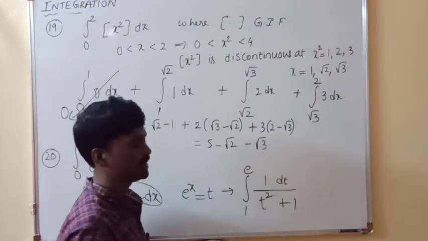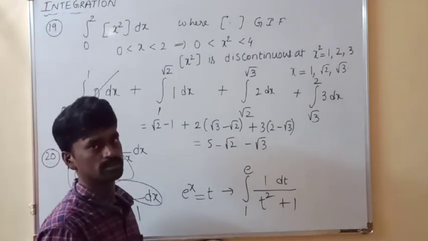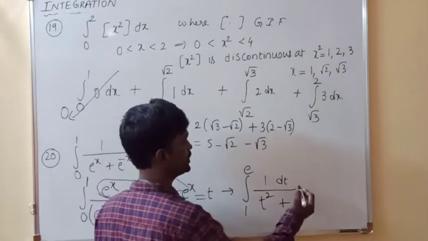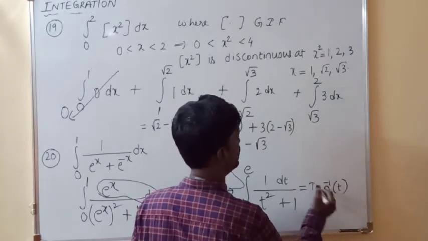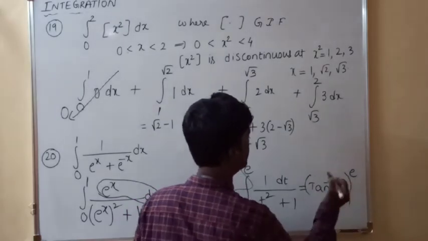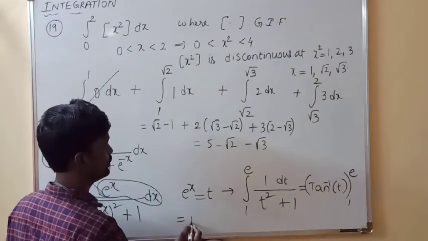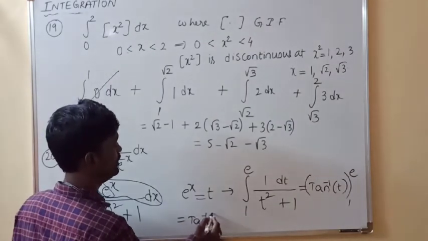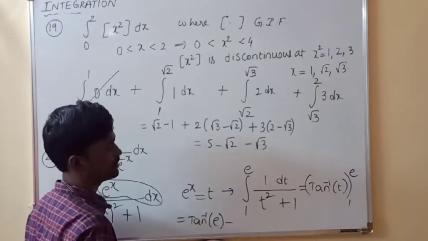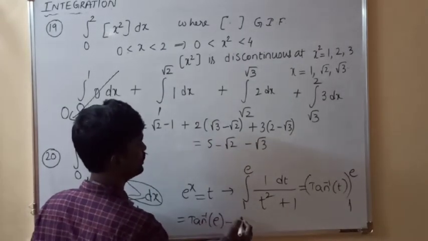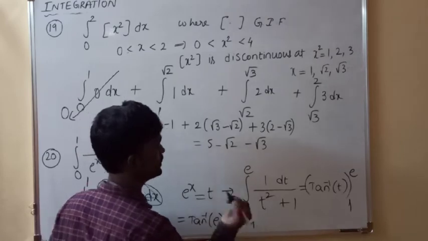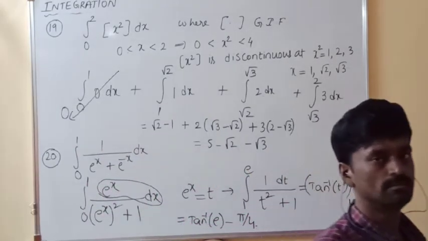So 1 by 1 plus t square. Integration is what? Tan inverse t. Tan inverse of t and limits from 1 to e. So I am writing directly the answer. So what you will get? Tan inverse of e minus tan inverse of 1. Tan inverse of 1 is nothing but what? Pi by 4. So thus the answer is tan inverse of e minus pi by 4.